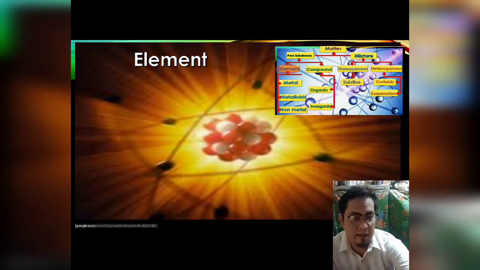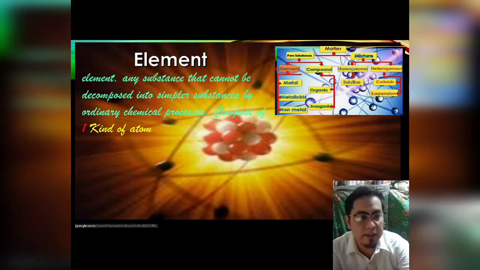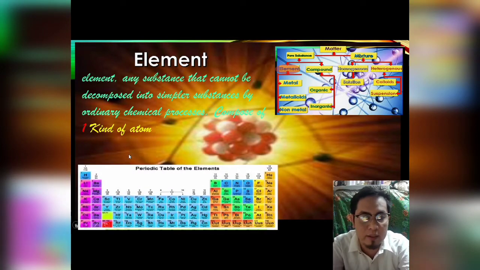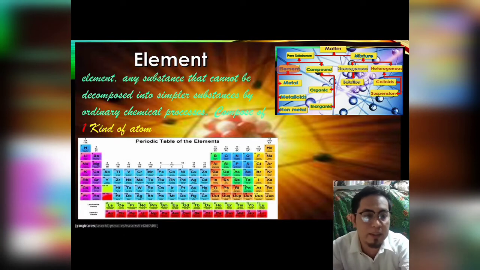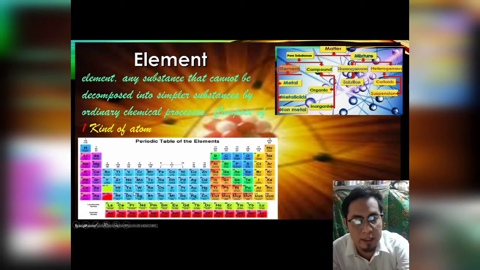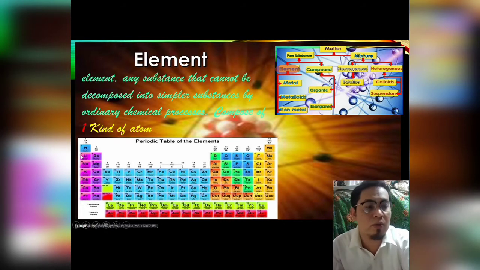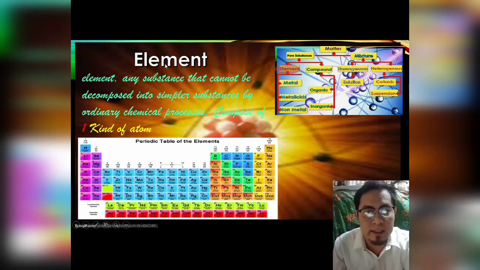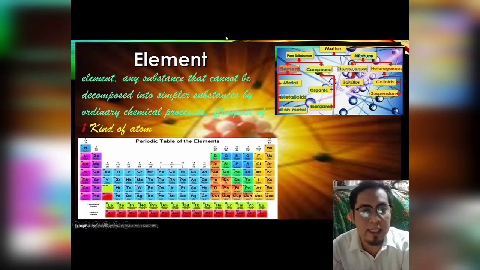So under pure substance is element. Let us define element. An element is any substance that cannot be decomposed into simpler substances by ordinary chemical processes. To make it simpler, when we say element, it is one kind of atom. All elements in the periodic table of elements are considered as pure substance, considered as element.